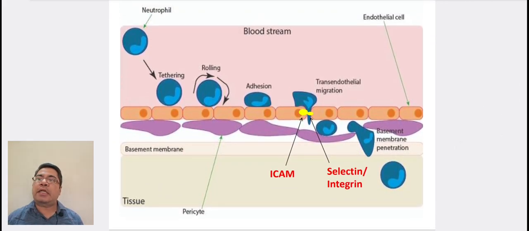Here in the diagram we can see a neutrophil undergoing transendothelial migration through the endothelium where ICAM is attached, and through the neutrophil where selectin or integrin is attached, and finally leading to basement membrane penetration.